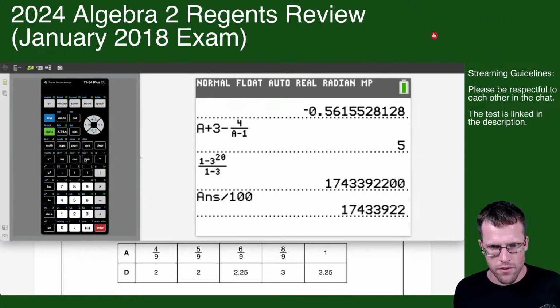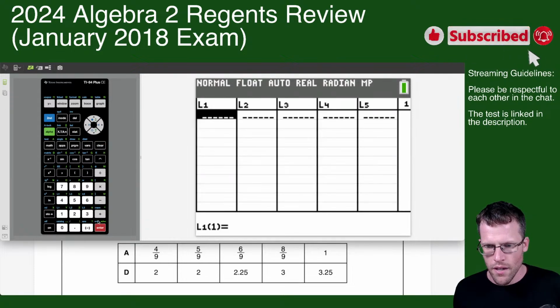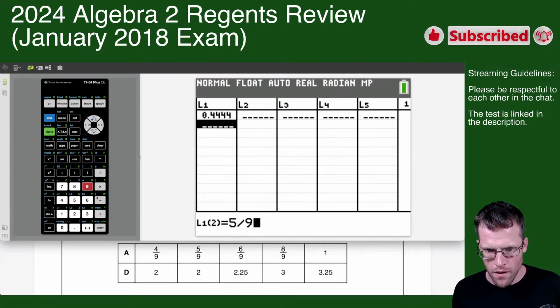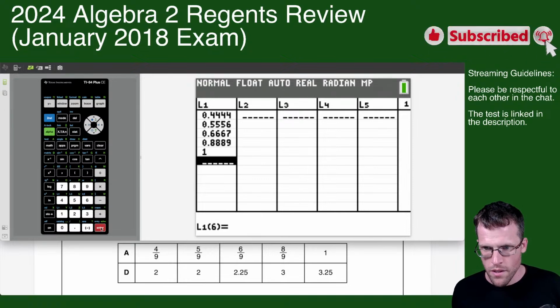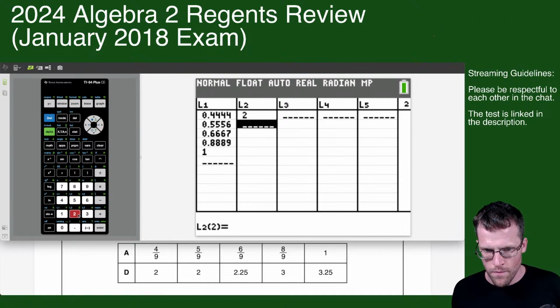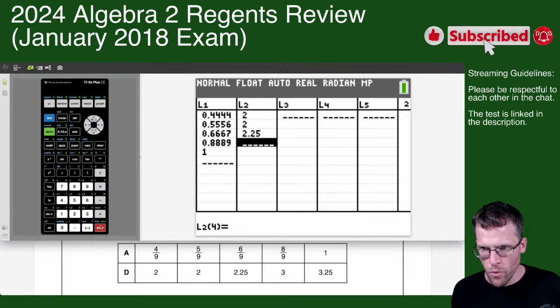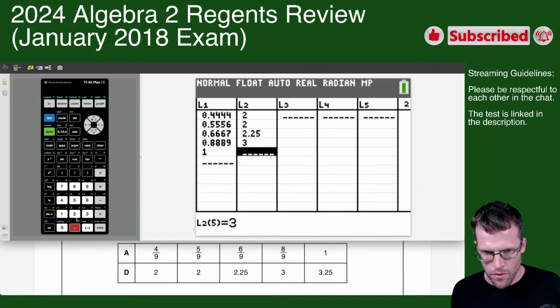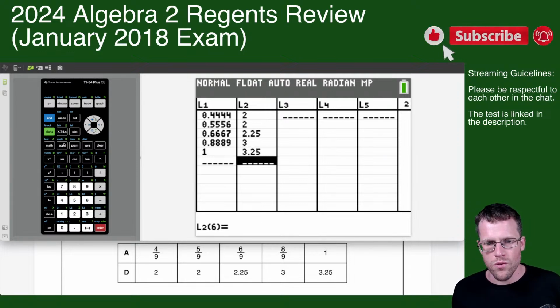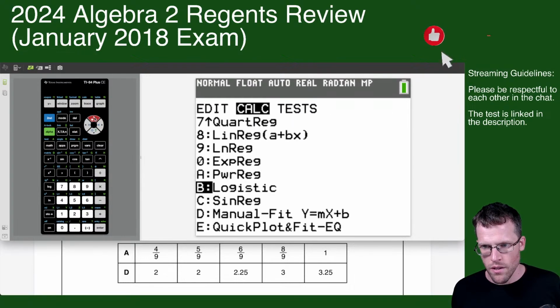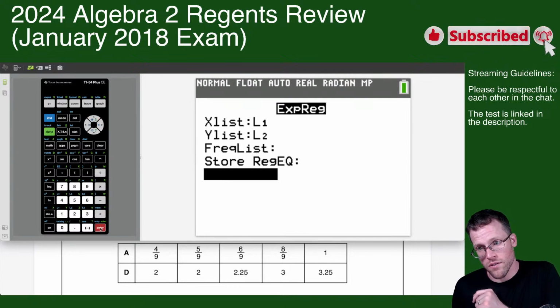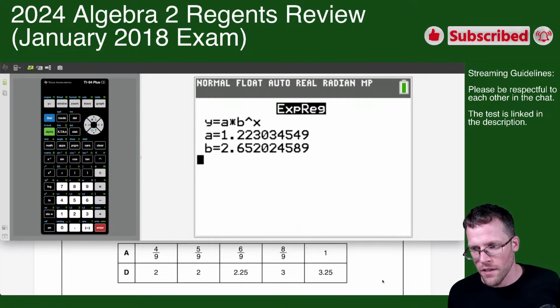Exponential regression. These have the potential to be very easy if you just know how to type it in. So stats, edit. A is going to be X. D is going to be Y. So we'll put L1 is A, L2 is D. So now we just type 4/9, 5/9, 6/9, 8/9, 1, and then 2, 2, 2.25, 3, 3.25. Okay. Now I go to stats, calculate. Exponential regression is option 0. Enter, enter all the way until we calculate. And then here's all the stuff we need.